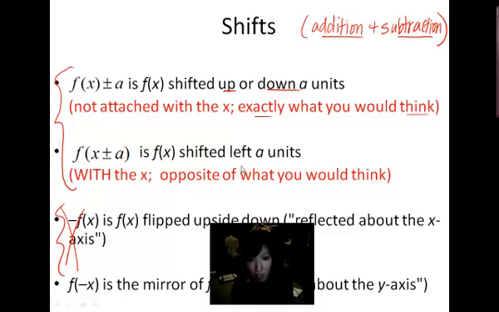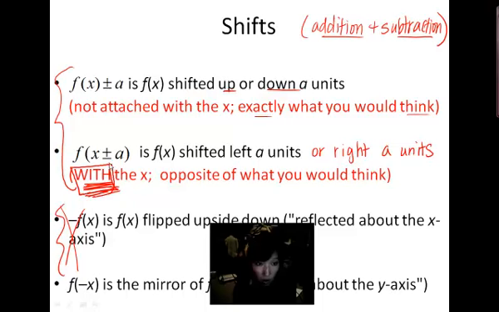Okay, so we'll go over this in a second. This one I have a typo. It's either shifted left a unit or right a unit. Alright, this is with the x. Emphasis on the with. Can't really emphasize it anymore. It needs to be either squared with the x, or this addition is being cubed with the x, or it's under the radical with the x. It has to be with the x, and then we know it's horizontal.